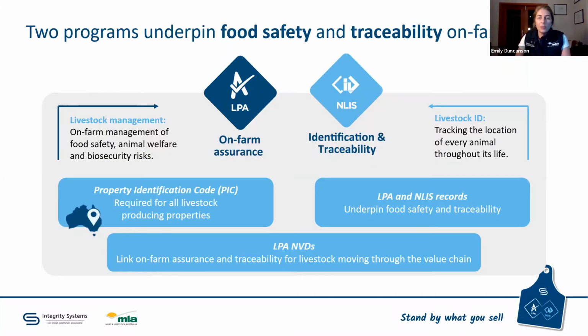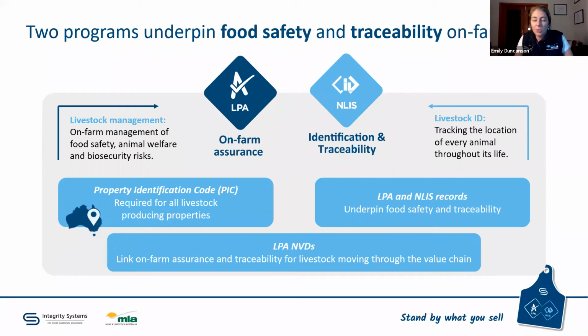We realised that we have varying levels of experience on the webinar, so we wanted to take a deeper dive into the two systems that make up the integrity system: on-farm assurance and identification and traceability systems, so LPA and NLIS. Together, these systems provide a complete picture of traceability and food security.